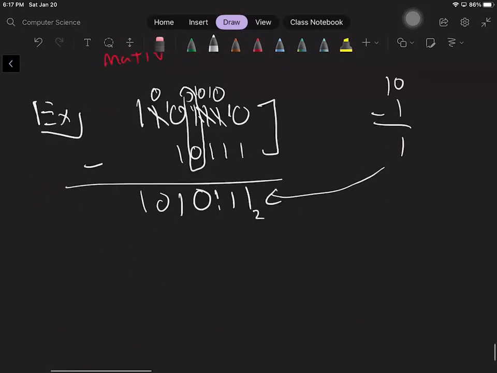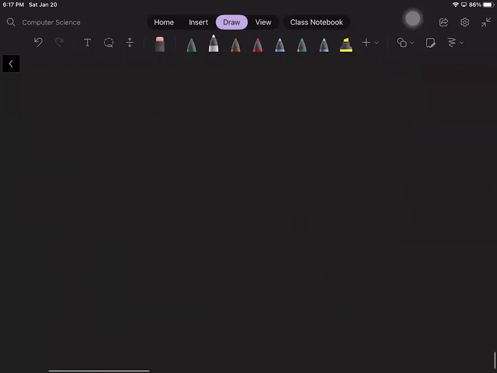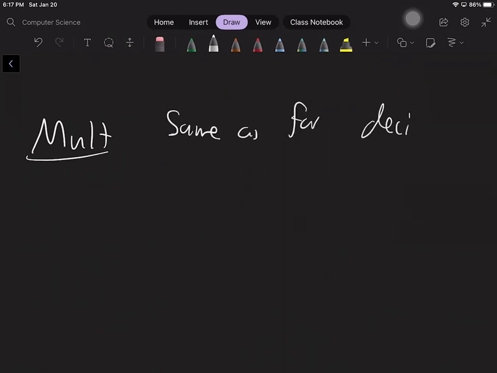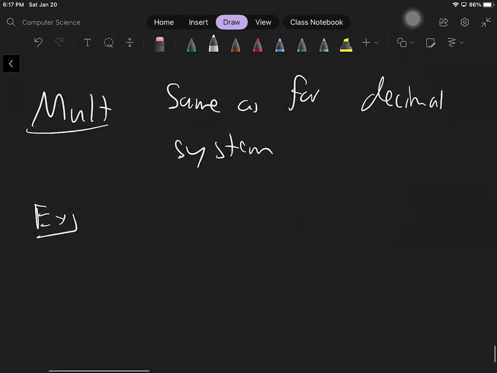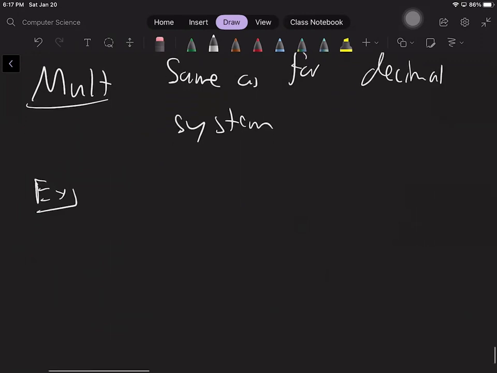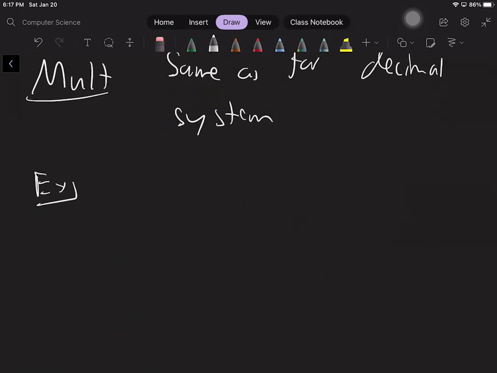Okay, so up next is multiplication. We're not going to bother with division. It'll just take way too much effort. But multiplication is fine. It's the same as for the decimal system, which is to say, if you know how to do addition, you'll know how to do multiplication. It's actually much easier than the decimal system because you only have to ever multiply by 1 and 0, which are the two easiest numbers to multiply by.